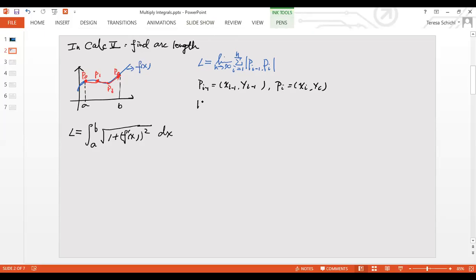In order to find the line segment, we know the distance between the two points will just be the square root of (x_i minus x_{i-1}) squared plus (y_i minus y_{i-1}) squared, right? And from here, I know x_i minus x_{i-1} is what I call delta x.